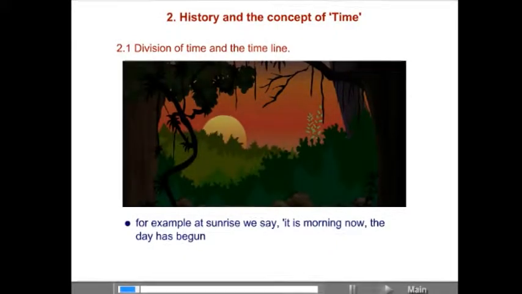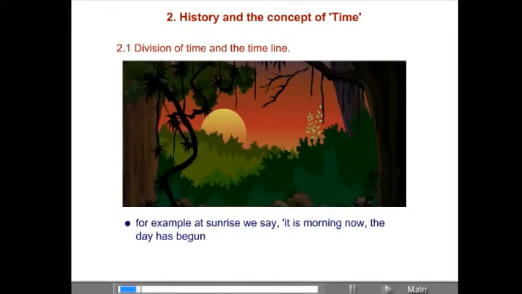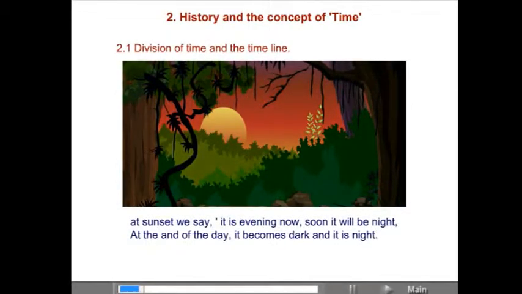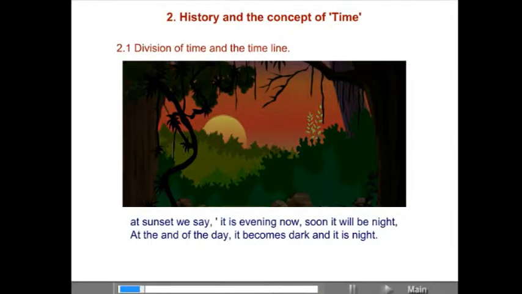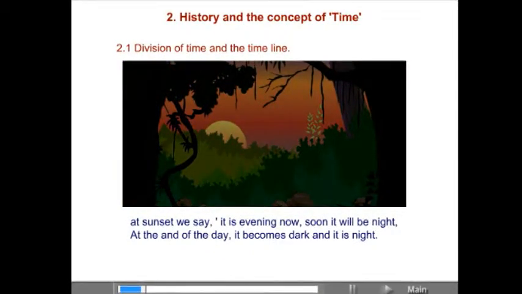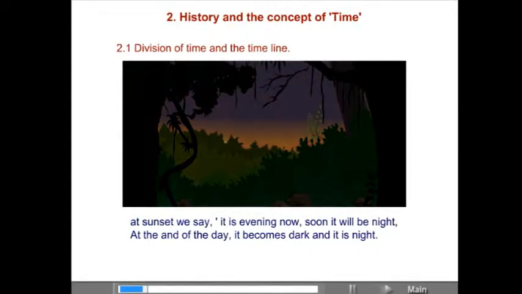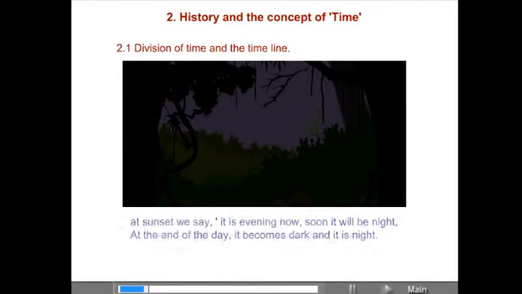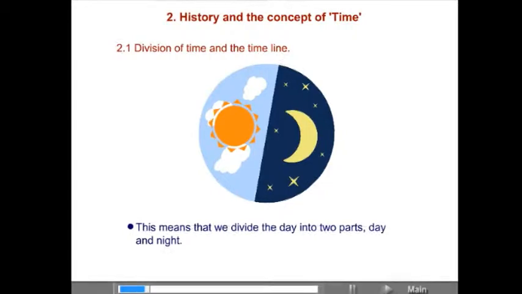For example, at sunrise we say, "It is morning now, the day has just begun." At sunset we say, "It is evening now, soon it will be night." At the end of the day, it becomes dark and it is night. This means that we divide the day into two parts, day and night.